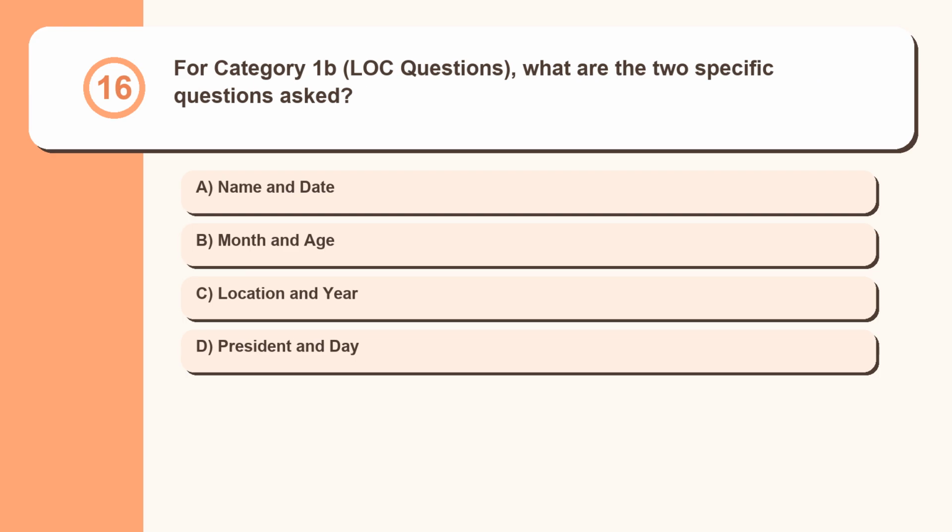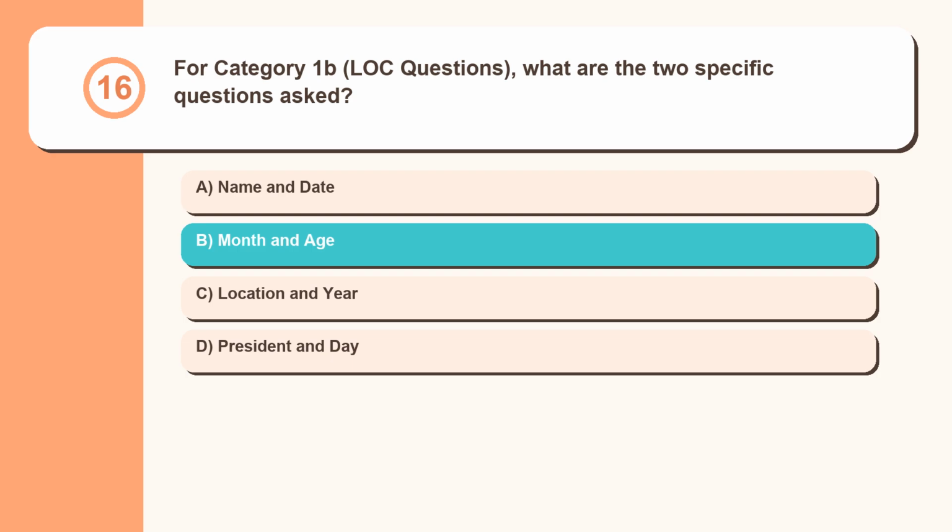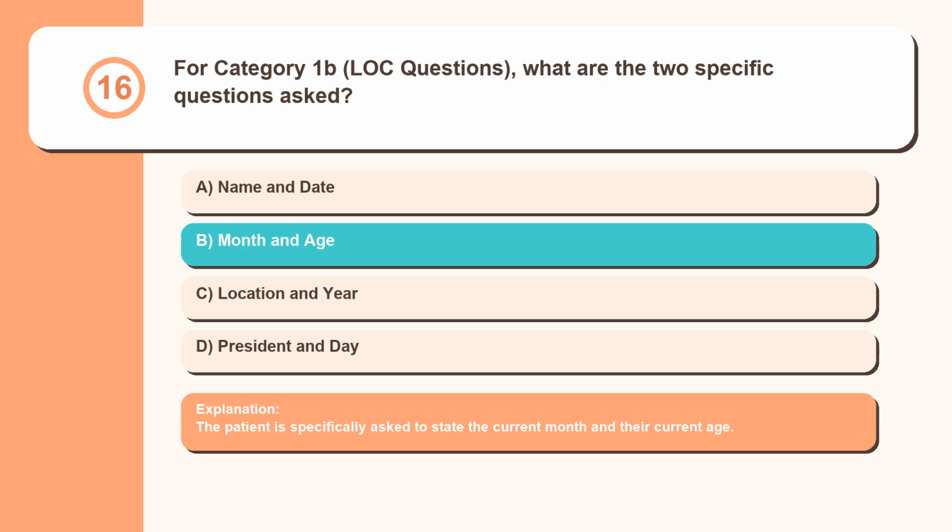Question 16. For Category 1B, LOC questions, what are the 2 specific questions asked? Name and date, month and age, location and year, president and day. The patient is specifically asked to state the current month and their current age.